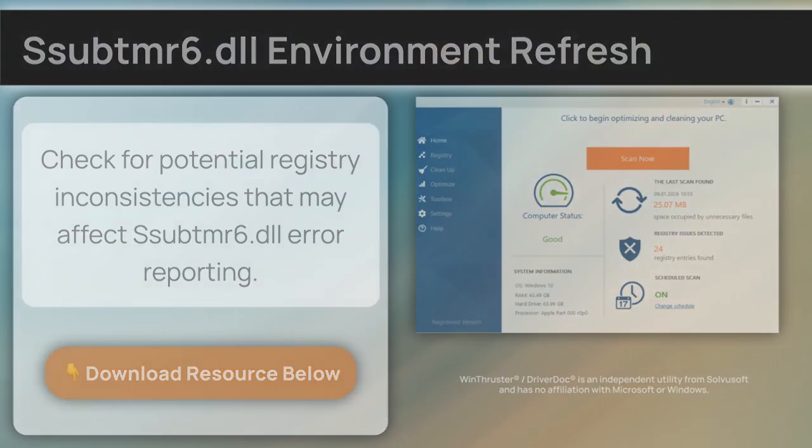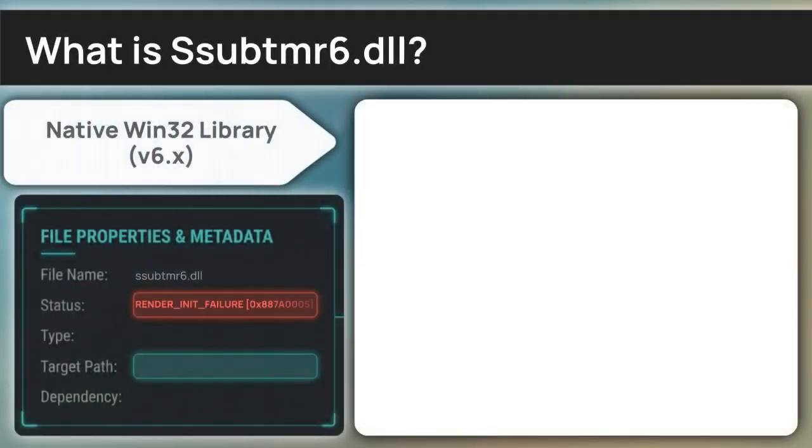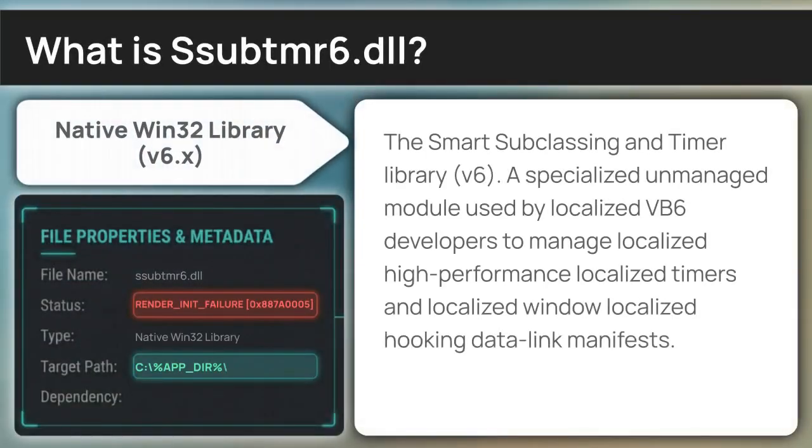This is the ssubtmr6, the Smart Subclassing and Timer Library, V6, a specialized unmanaged module used by localized VB6 developers to manage localized high-performance localized timers and localized window, localized hooking data link manifests.